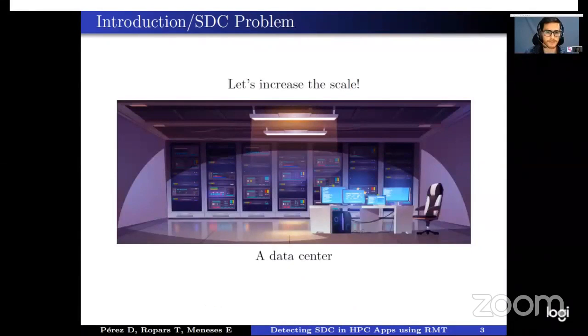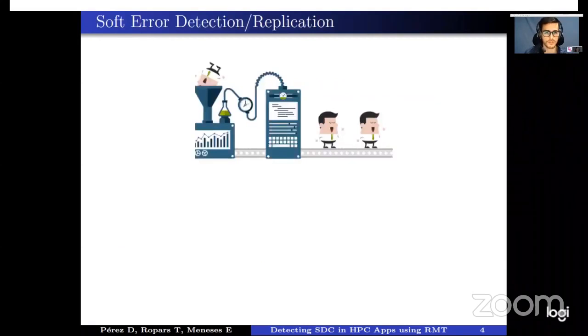That is a regular personal computer, but if we increase the scale and we move to a data center, this problem becomes more and more risky, more and more dangerous. So what is usually done to deal with this?